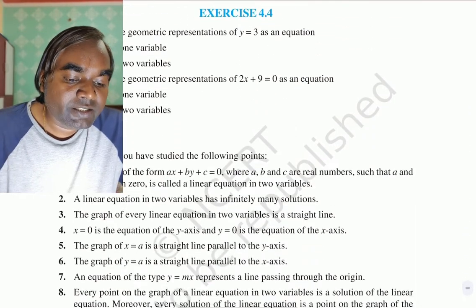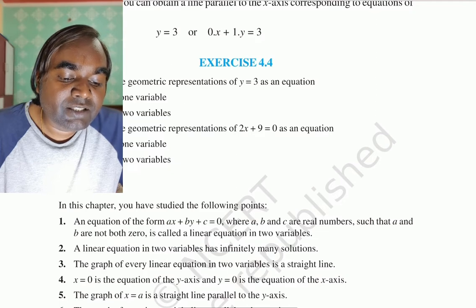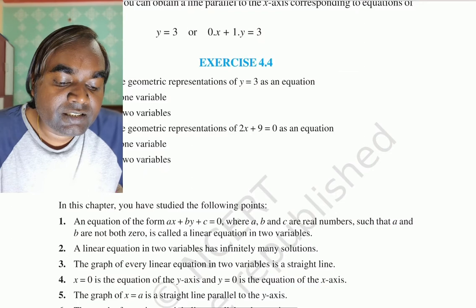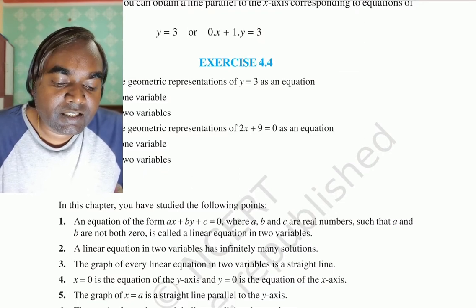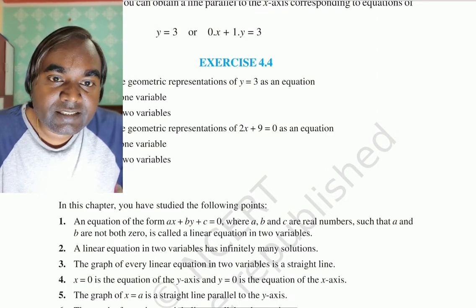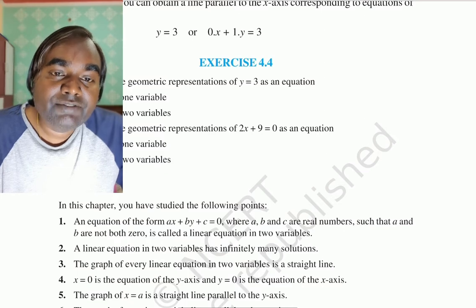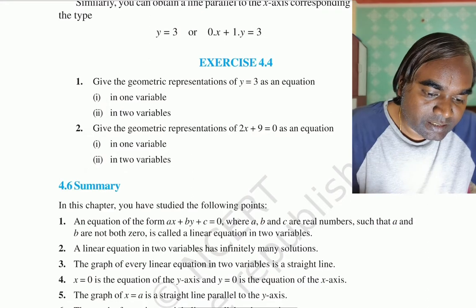Now attempt exercise 4.4. Give the geometric representation of y is equal to 3 as an equation in one variable. In one variable, this is lying on a number line at y is equal to 3. In two variables, it will represent a line parallel to the x-axis at a distance of 3 from the x-axis. Similarly, you can attempt the others.